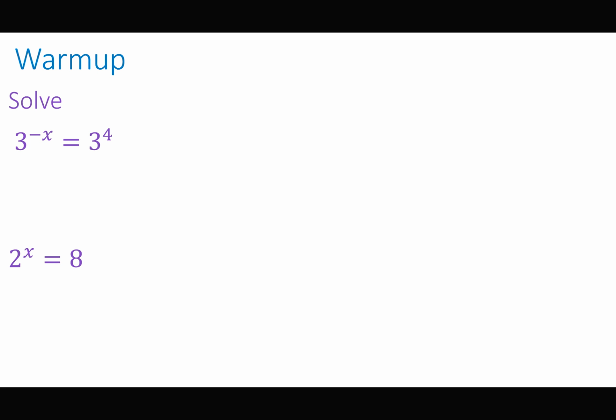Okay, so when I say solving an exponential equation, 3 raised to the negative x equals 3 to the 4th. How do I solve that? Or what can I do? It's saying 3 raised to something, a negative something, has to be the same as 3 to the 4th. Well, this is nice because they're the same base. So to make these two equal, my exponents have to be equal to each other. Now I don't have to worry about the base. So all I'm saying is negative x has to equal 4.